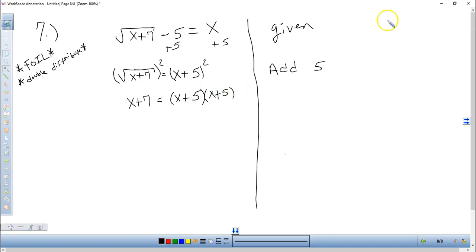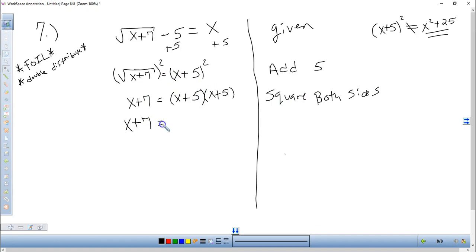And I want to make sure we understand also that this does not equal this. Okay, these are not the same thing. That's why you have to use FOIL or double distribute. So this is where we squared both sides. And now we're going to simplify.